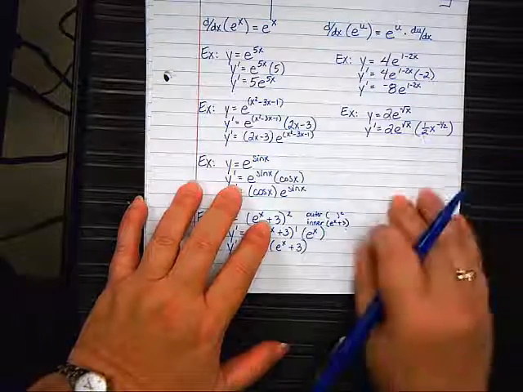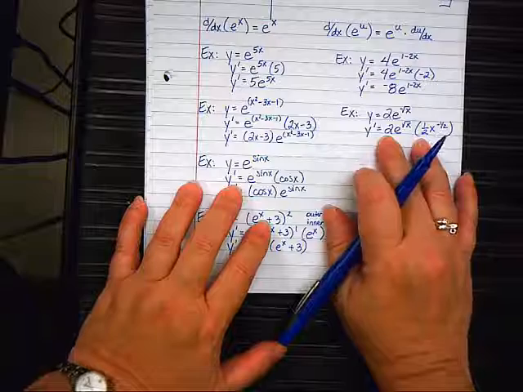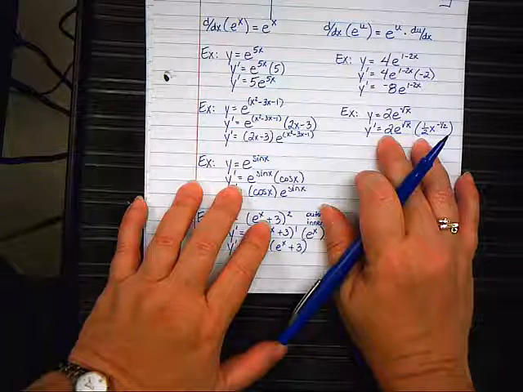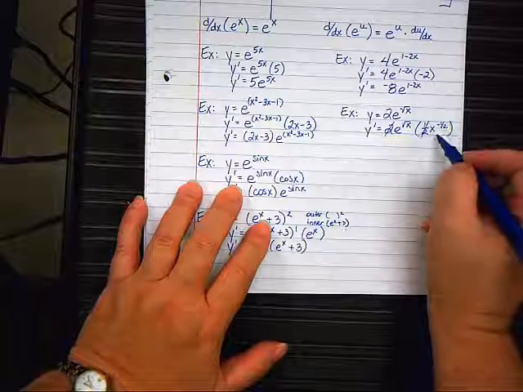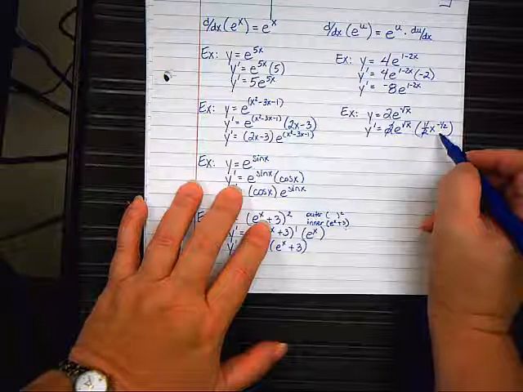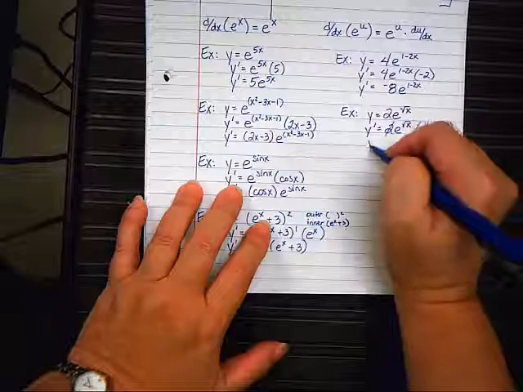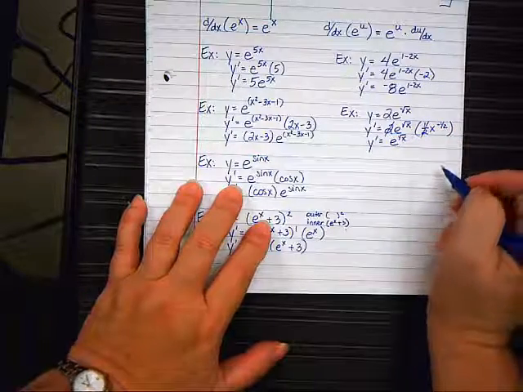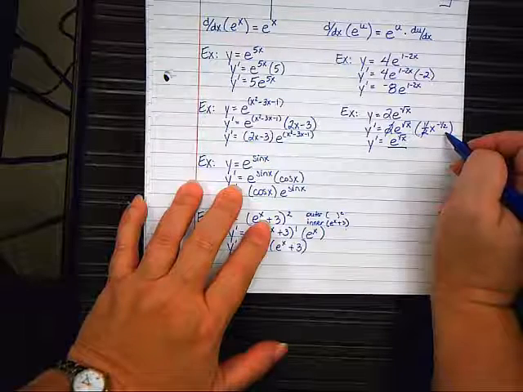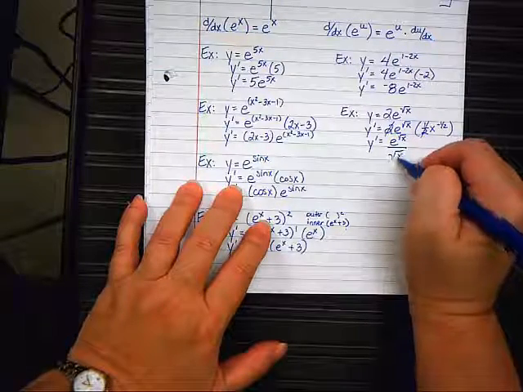Okay, now I need to clean this up. Can I cancel the 2 and the 1/2? What do you think? Yes, I can. Those are free to cancel. And this x, having a negative, can go where? On the bottom. So y prime equals the e to the square root of x stays on top over the square root of x on the bottom.